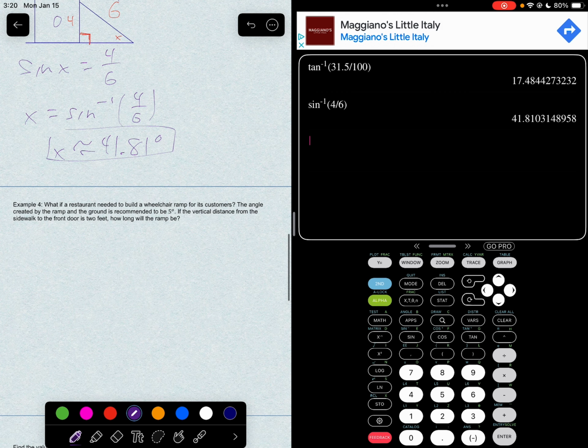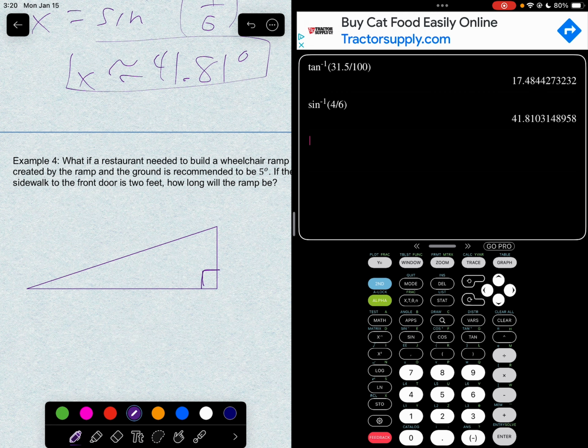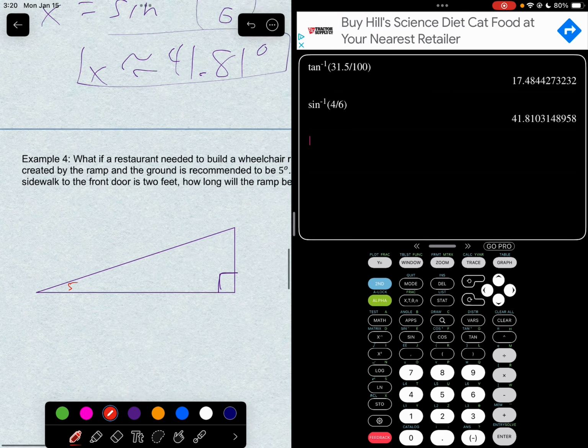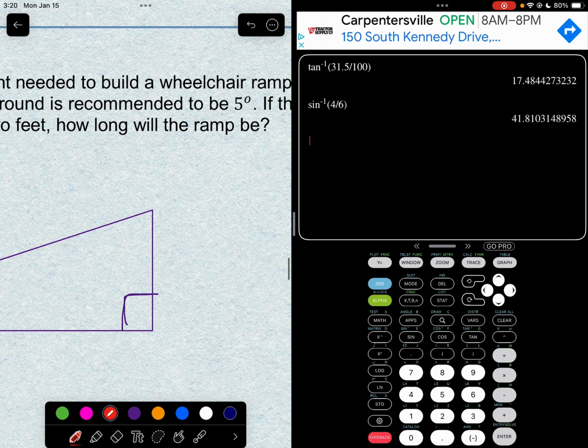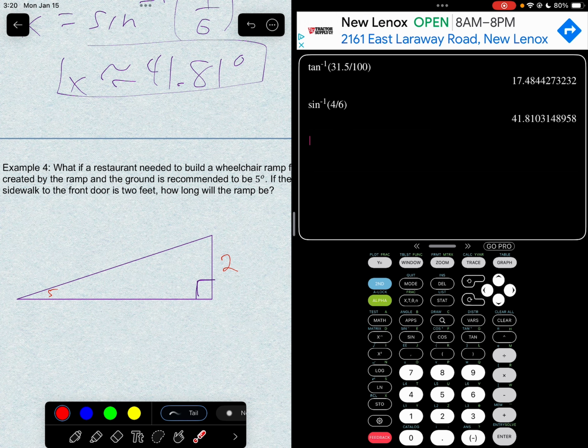All right, so this is actually not one from today's lesson. This is actually one from yesterday's lesson, our previous lesson, because it tells us the angle. It says the angle is 5 degrees for the ramp. The vertical distance is 2 feet. So vertical would be here, that's 2 feet. And this is how long will the ramp be? So the question is, is this the ramp or is this the ramp? And hopefully you know that ramps are not flat. So we're looking at this up here.